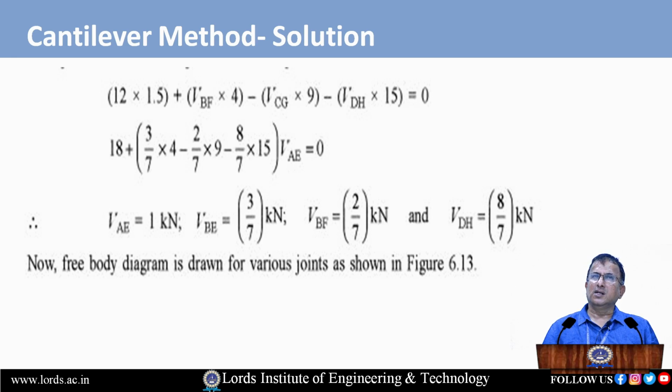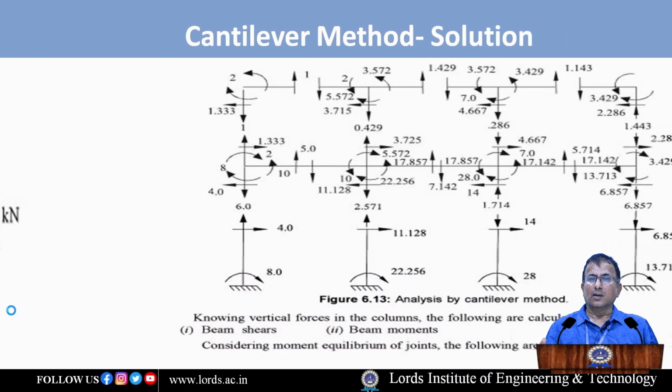The force in the member AE, VAE, equals 1 kilonewton. The force in the member BF is 3 by 7 kilonewton, CG is 2 by 7 kilonewton, and DH equals 8 by 7 kilonewton. Now we have the values of forces in the members. Next, we should evaluate the values of horizontal shear on the column and also the moment at each joint of the column, because here we can find the values only for the top story. We considered only the top story.